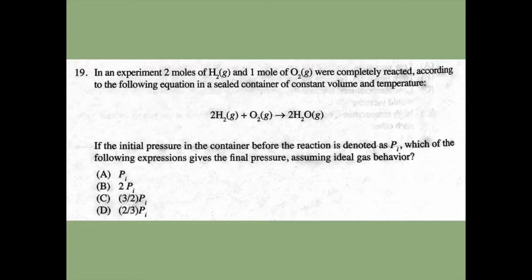In 19, it says, in an experiment, 2 moles of hydrogen and 1 mole of oxygen were completely reacted according to the following equation in a sealed container of constant volume and temperature. If the initial pressure before the reaction is denoted as P1, which of the following expressions gives the final pressure? So I'm given my initial number of moles. Immediately, if I'm told initial of anything, I know I have to use a nice chart.